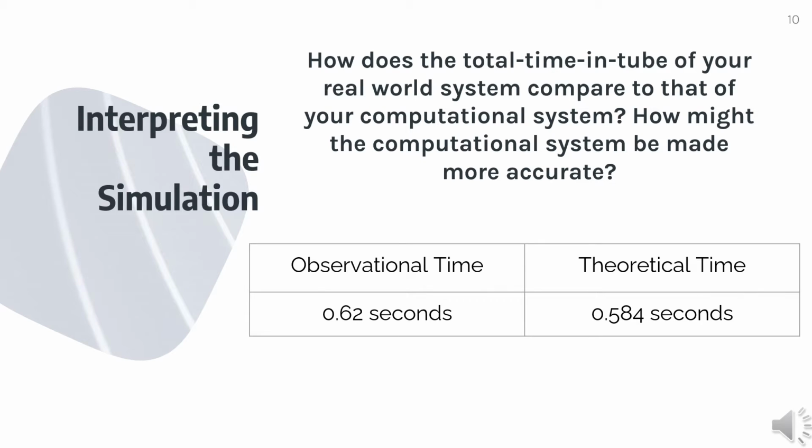The next simulation question asks, how does the total time in the tube of your real-world system compare to that of your computational system? How might the computational system be made more accurate? Actually, my observational and theoretical times were really close, and I have the valid excuse of my poor reaction time to account for the difference. During the experimental phase, I started and stopped the timer on my own, which carries some inherent error in the timing. Let's get on to the next question.